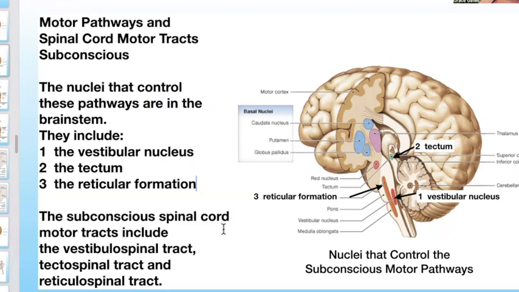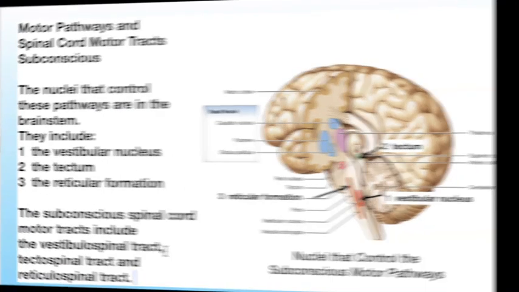The subconscious spinal cord motor tracts include the vestibulospinal tract, the tectospinal tract, and the reticulospinal tract, the names giving away the fact that the vestibular nucleus leads to the vestibulospinal tract, etc.